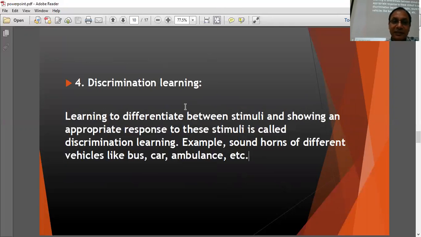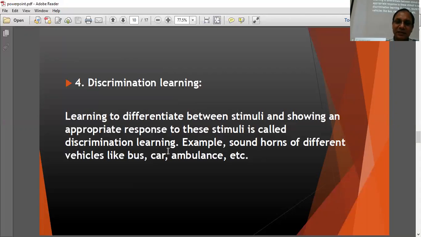So discrimination learning is learning to differentiate between stimuli. So stimuli is which is outside. We will learn more about it when we come on to the behavioral perspective of learning. So stimuli and showing an appropriate response. So stimulus and response, if you remember the Russian biologist Ivan Pavlov, his experiment is quite famous for that. So whatever our response is, it is because of a certain stimuli or stimulus outside us in the environment. So our response is actually because of that stimuli or stimulus, right?